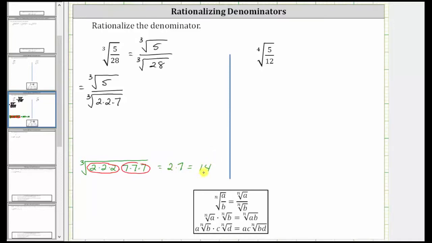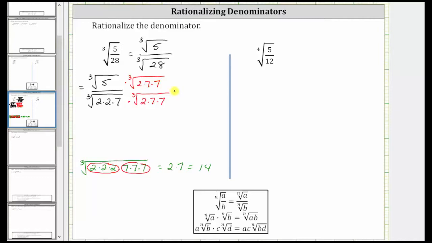And because the radicand in the denominator only has 2 factors of 2 and 1 factor of 7, we need to multiply the numerator and denominator by the cube root of 1 factor of 2 and 2 factors of 7. And of course, we must also multiply the numerator by the same cube root in order to have an equivalent expression.